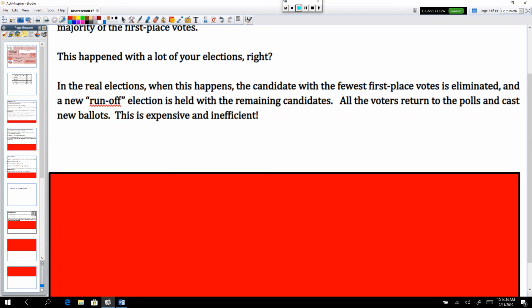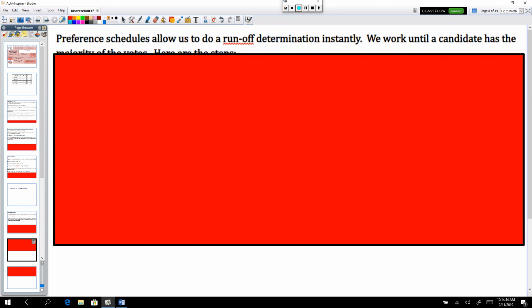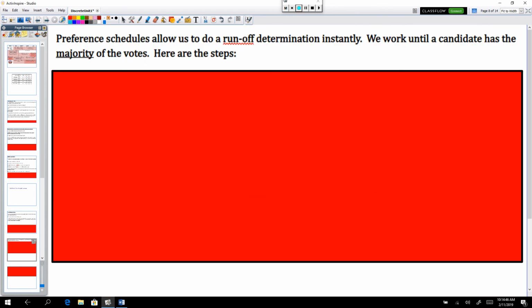Now, in our elections, we actually don't need to do all that. We don't need to bring our voters back because we have their second, third, and fourth choice. Because we have that in our preference schedules, we are going to work until we find the candidate that has a majority of the votes. Now I'm going to demonstrate this.